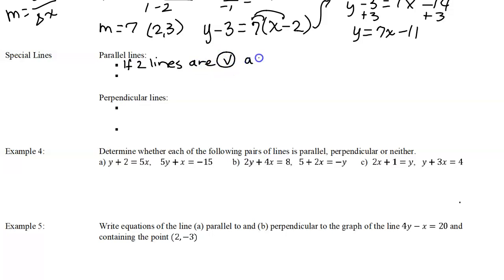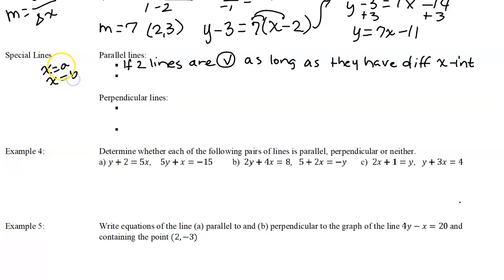As long as they have different x-intercepts. Okay, so remember that vertical lines are like x equals A and x equals B. Those would be 2 parallel lines. They're vertical lines, and we should just say that A cannot equal B. So as long as they have different x-intercepts, they will be parallel lines.